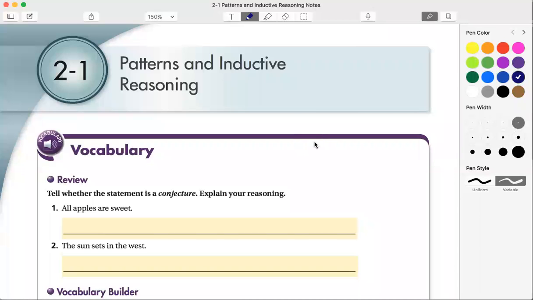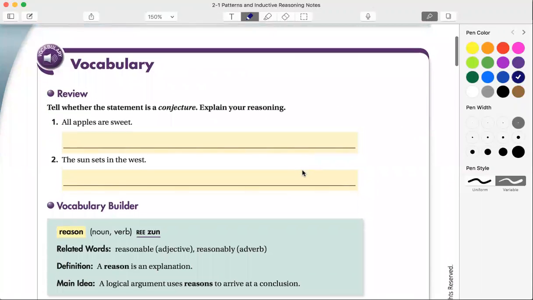All right, this is section 2-1, patterns and inductive reasoning. So this is really the start of this whole chapter, the start of the foundation of proofs in geometry. So a very good fundamental chapter to look at. Let's start with some vocabulary.